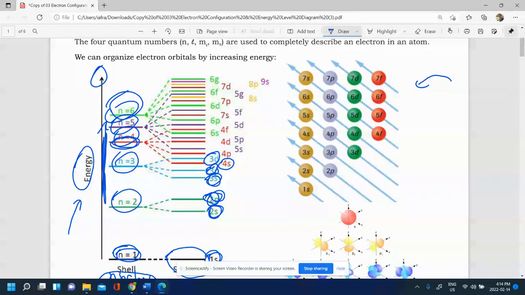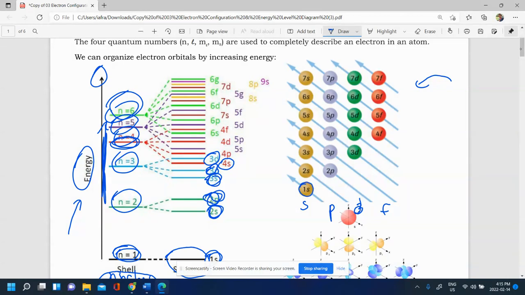And in this diagram, what you do is, in one column, put all your s's, in the other column put your p's, in the other your d's, and in the other your f's. And so you have 1s to 7s, then 2p because there's no 1p, right? 2p to 7p, then 3d because there's no 2 or 1, to 7d, and then 4f because there's no 3, 2, 1, all the way to 7f. And this is the filling order.